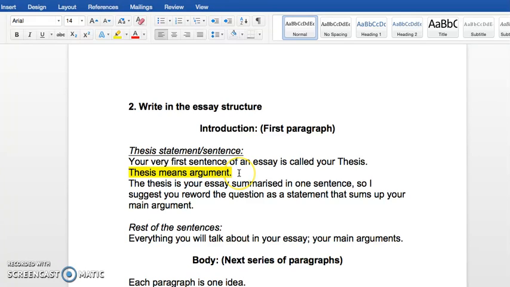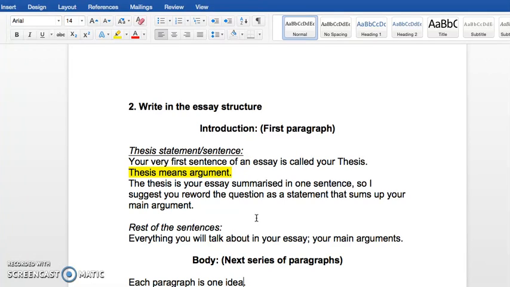It's not everything you've ever heard about the topic. You need to have a specific argument. The thesis statement summarizes in one sentence your entire essay. So I suggest you reword the question as a statement that sums up your main argument. Let's put that as an example. Say your question is saying, how does Shakespeare view predestination in Macbeth?